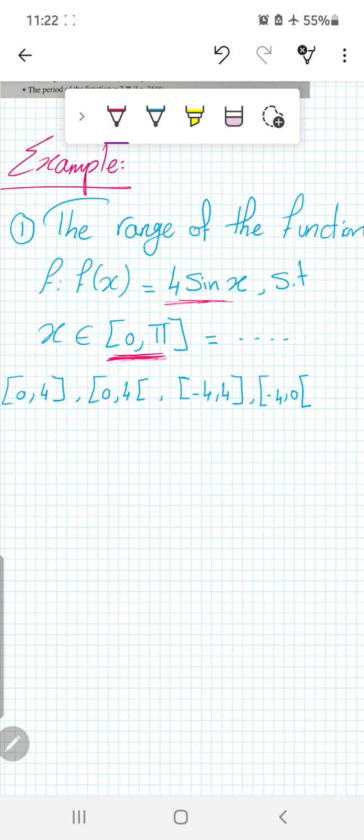So direct substitution: if we substitute 0, it will be 0. Okay, substituting pi over 2, it will be 1. So 4 times 1, so the result will be 0 to 4, closed on both ends. Okay, so focus. The domain must be 0 to 2 pi to get the range negative 4 to 4.